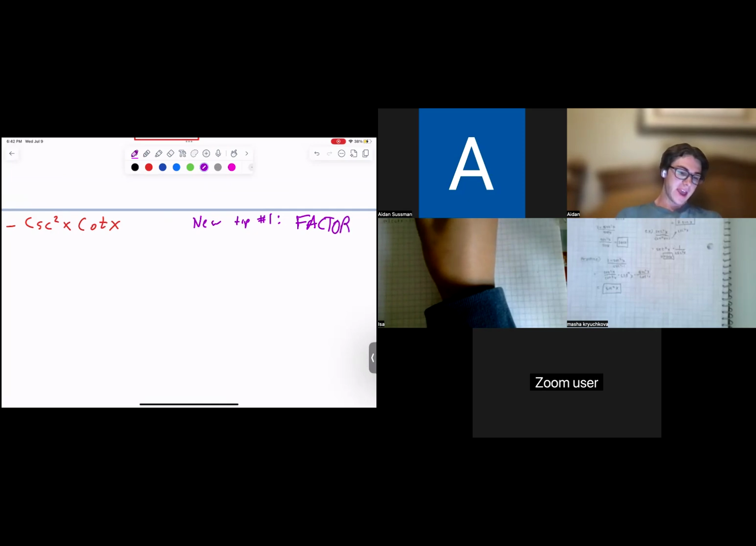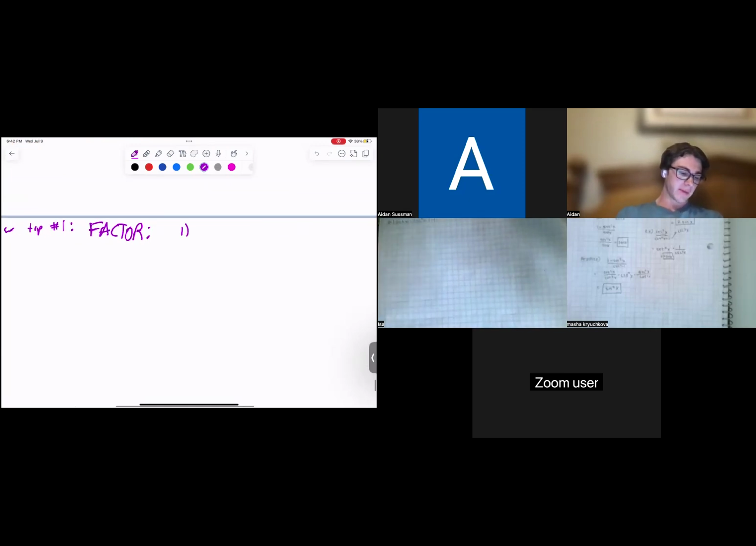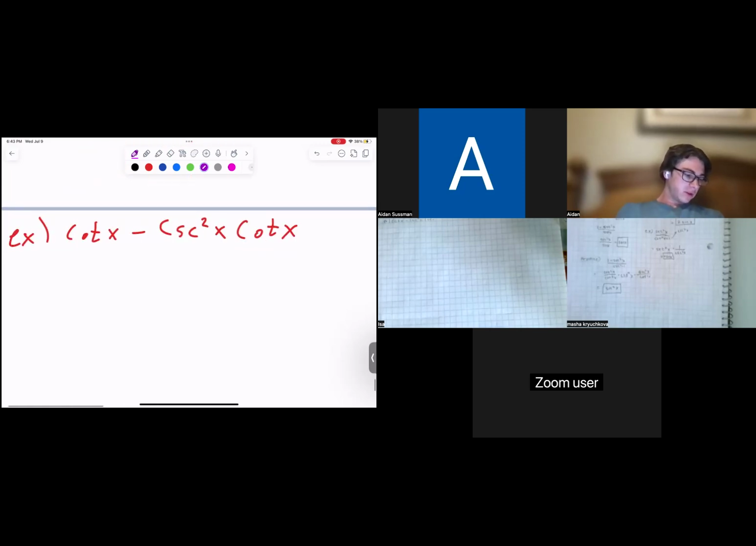Factor. Every time we're going to factor. And I'm going to make some quick notes. There's a couple different types of factoring. The first type is what we call the common factor. And this is the perfect example. Look at our common factor. We have a cotangent of x minus this times another cotangent of x.